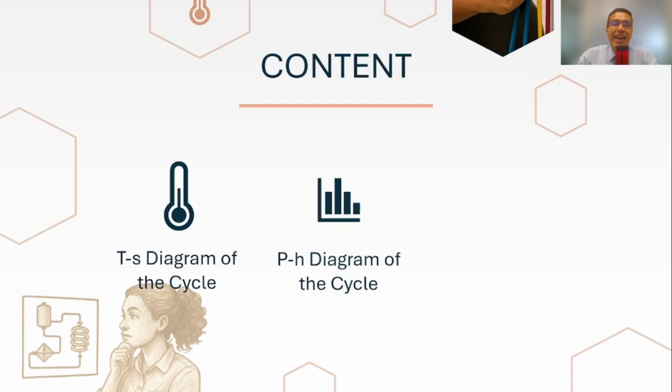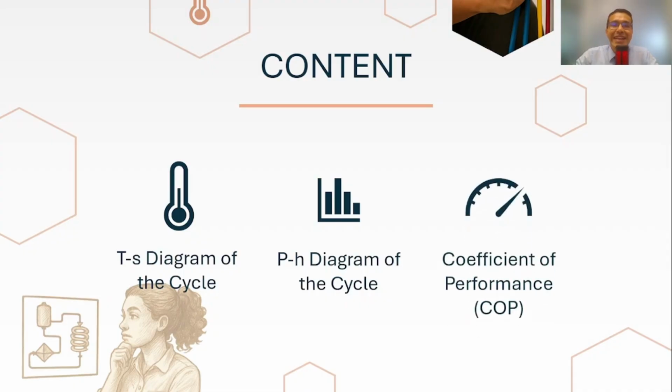Next, we'll use the pH diagram, or pressure enthalpy chart. This representation is widely used by HVAC engineers because it allows quick and direct estimation of heat and work input. We'll see how the enthalpy difference across each component relates to system behavior and performance.